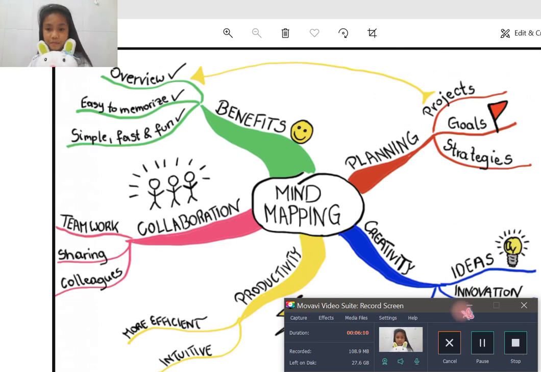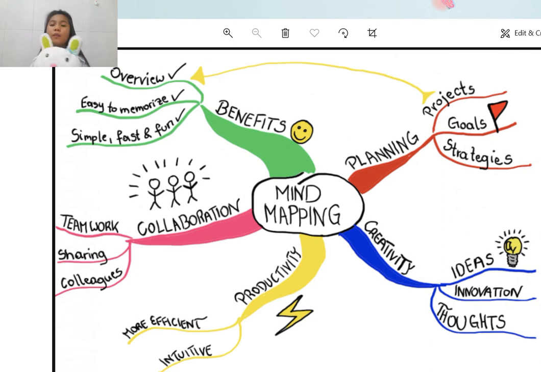Okay, well, we need to have goals, an idea about what we're going to mind map. Next, we need to have strategies about what we're planning. Just remember to put in the most common words. Don't put in the difficult words. Just put in the words that can help you understand much more.